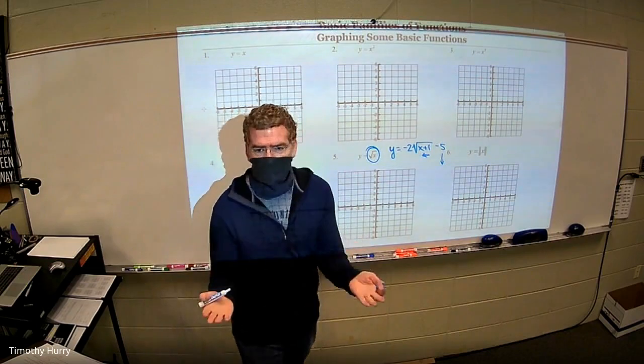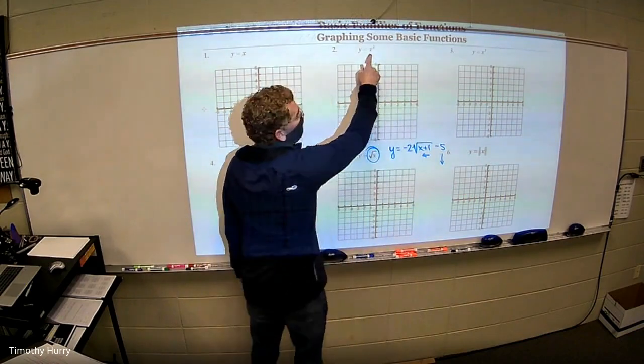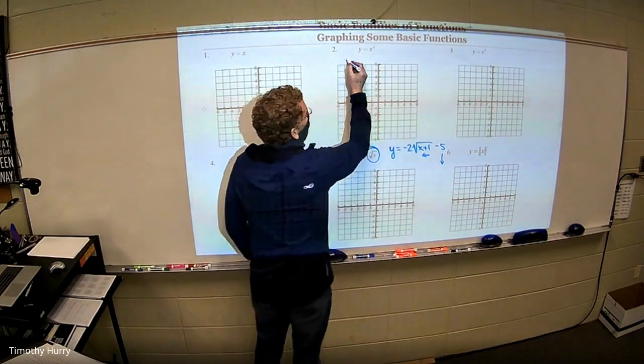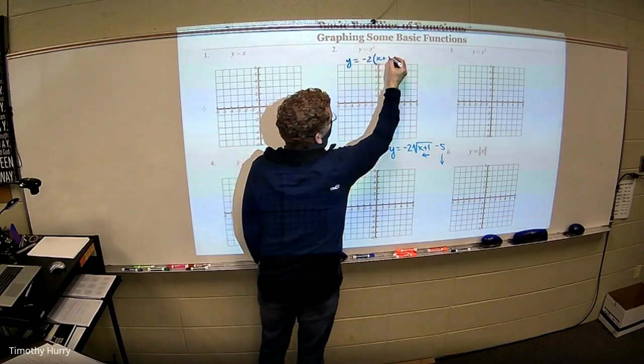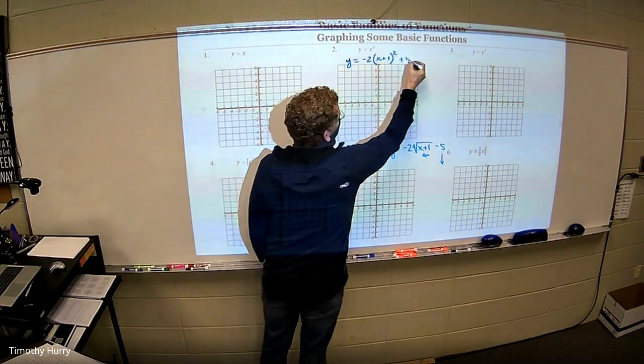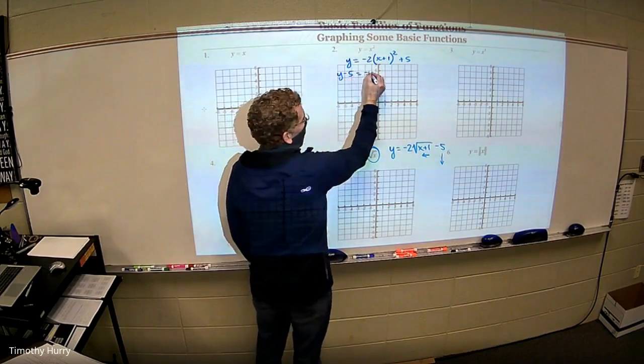In fact, you've done this a lot with parabolas. Like with parabolas, which is right here, y equals x squared. Haven't you done graphs that were like negative 2 times x plus 1 squared plus 5? The only difference is your 5 was over here. You had it written like that, right?